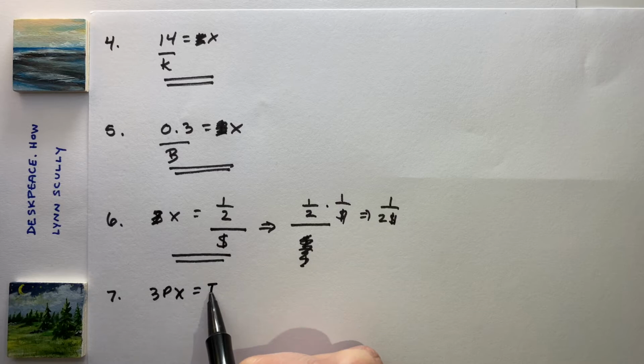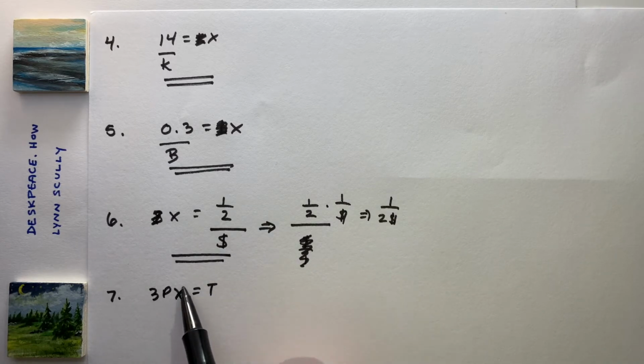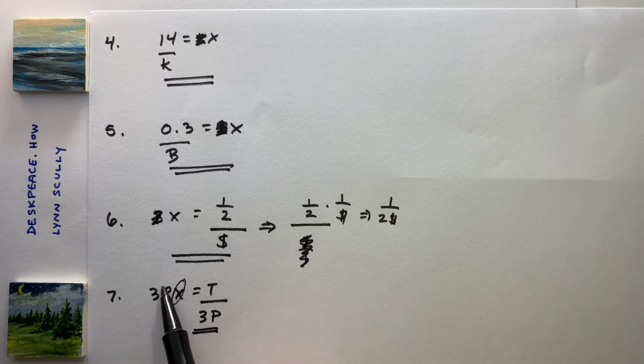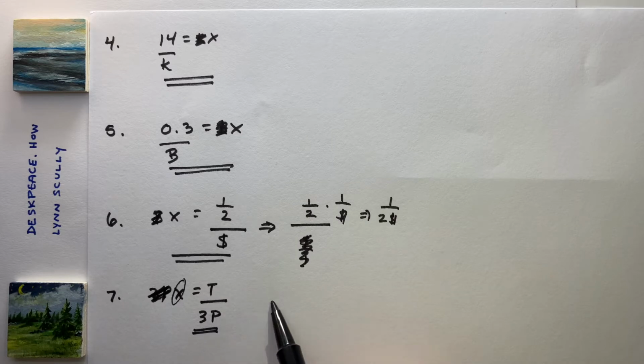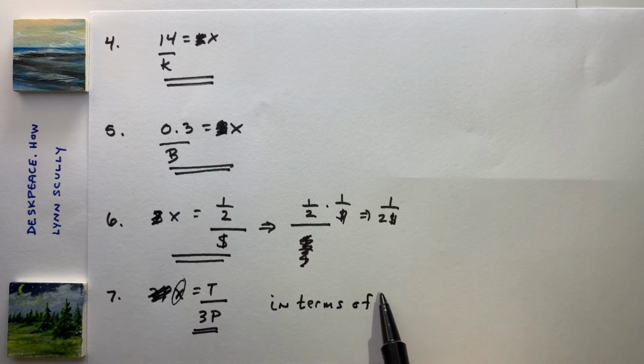Number 7. 3px equals t. Here's my unknown. 3p is attached by multiplication. Move it by division to the other side of the equal sign. And I'm done. I have solved for x in terms of t and p. In terms of means what the letters that are in your answer. Okay, that's what in terms of means.